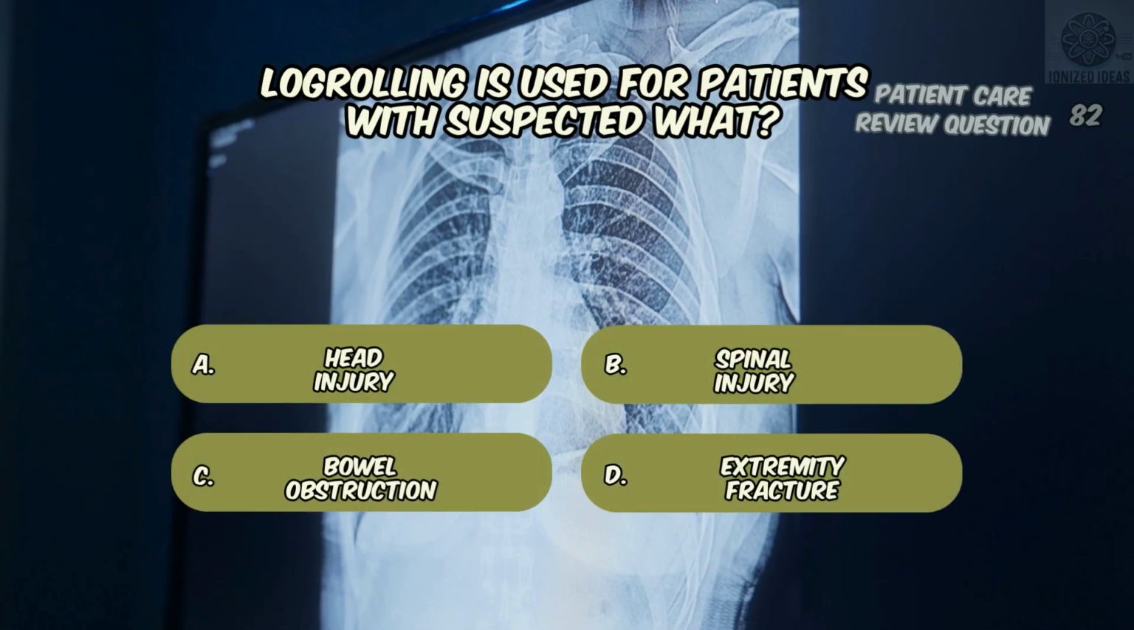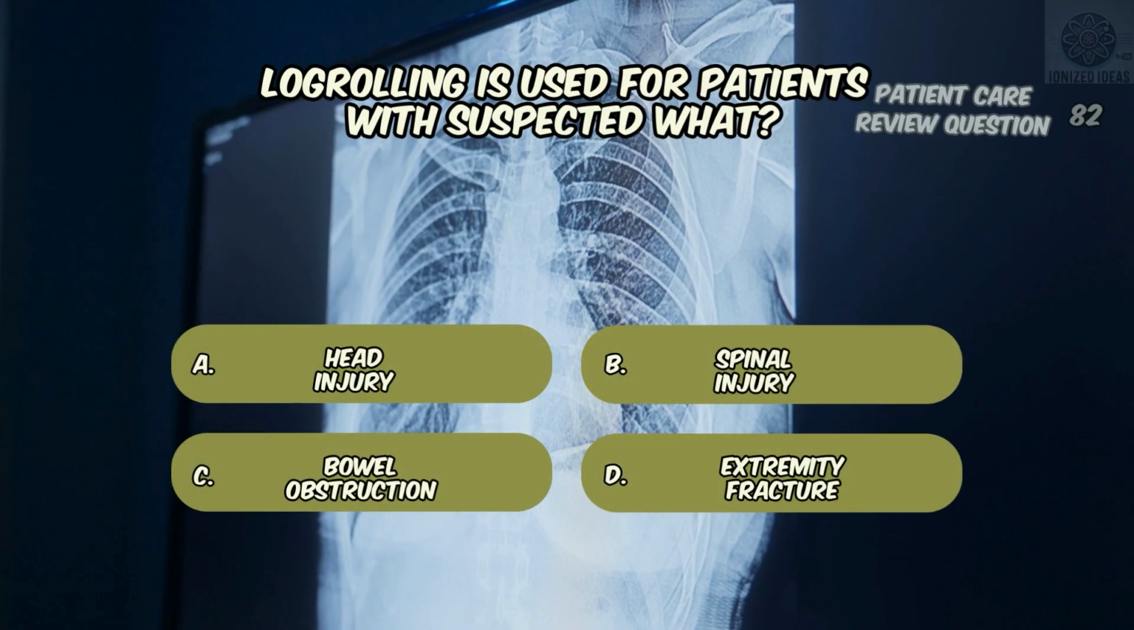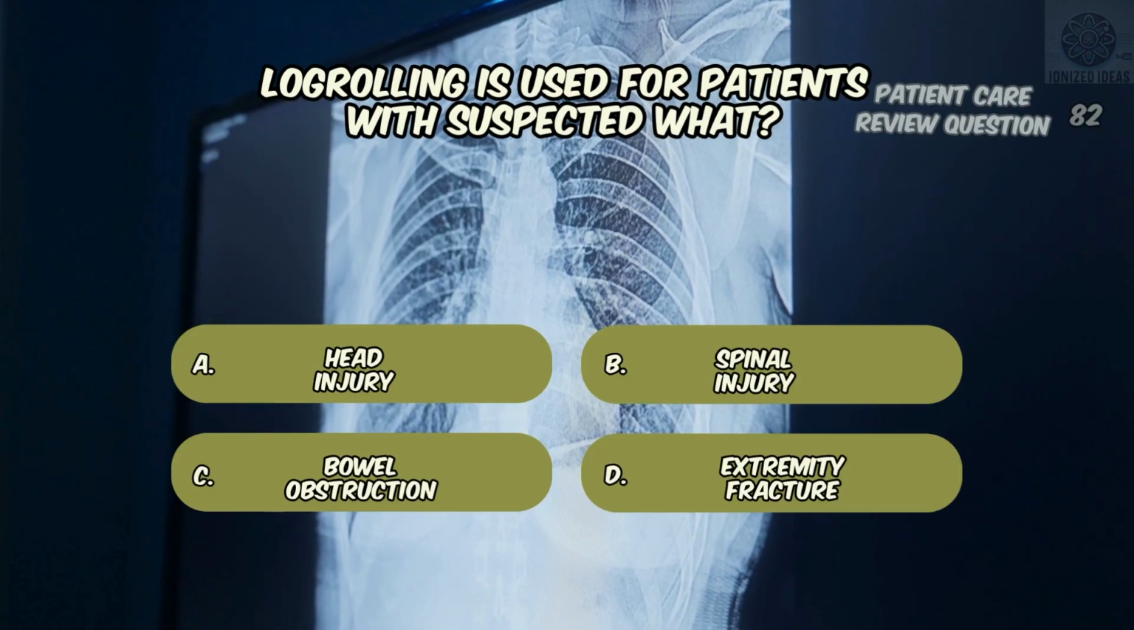Log rolling is used for patients with suspected what? A. Head injury. B. Spinal injury. C. Bowel obstruction. D. Extremity fracture.